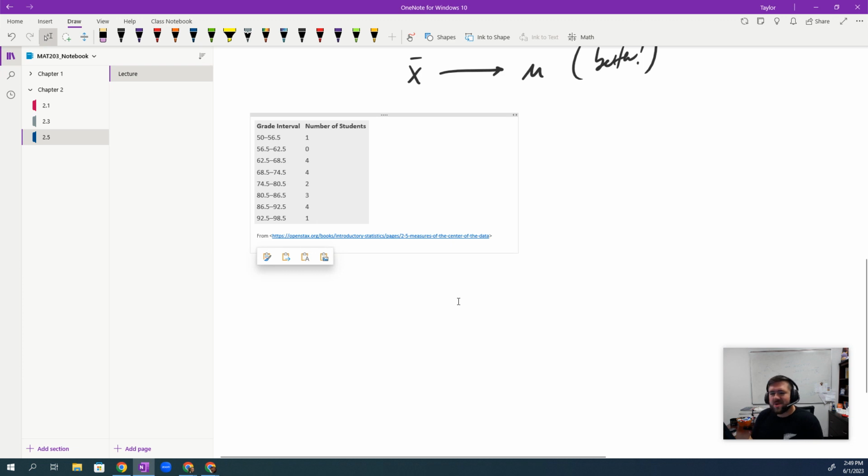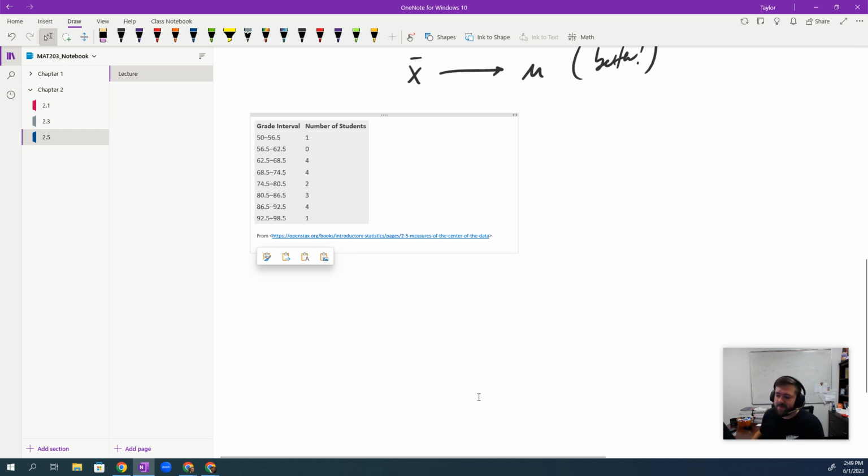Look, it has an interval of values, right? It doesn't say a particular number. It just says it's somewhere between 50 and 56.5. There's one student in here. These are grades on a test, right? There was, excuse me, nobody who scored in this range. From 62.5 to 68.5, 4 students scored in that range. I don't know what their scores are. I just know that they're in this range somewhere. And it keeps going. How are we supposed to calculate the sample mean?